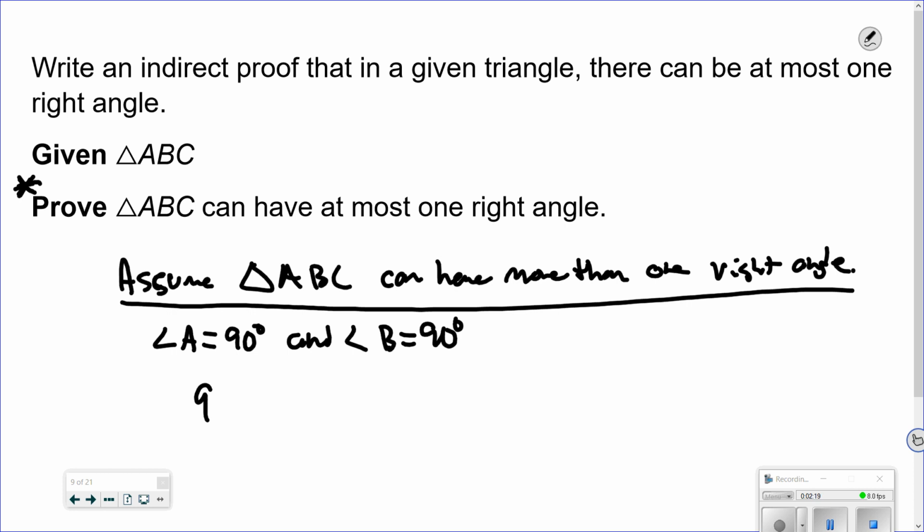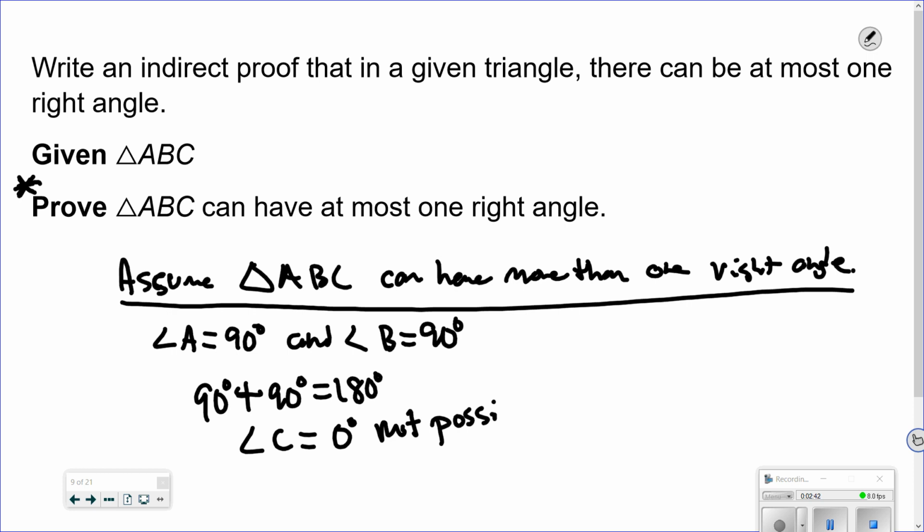Well, 90 plus 90 equals 180 degrees. And we have a contradiction right there because I still have one more angle, right? Angle C, if that's true, the angle C would have to equal 0 degrees, and that's not possible. Because all the angles have to add up to be 180, and if C is 0, then they're not going to add up. So therefore, my assumption up here is false. My assumption is false, and the original has to be true.